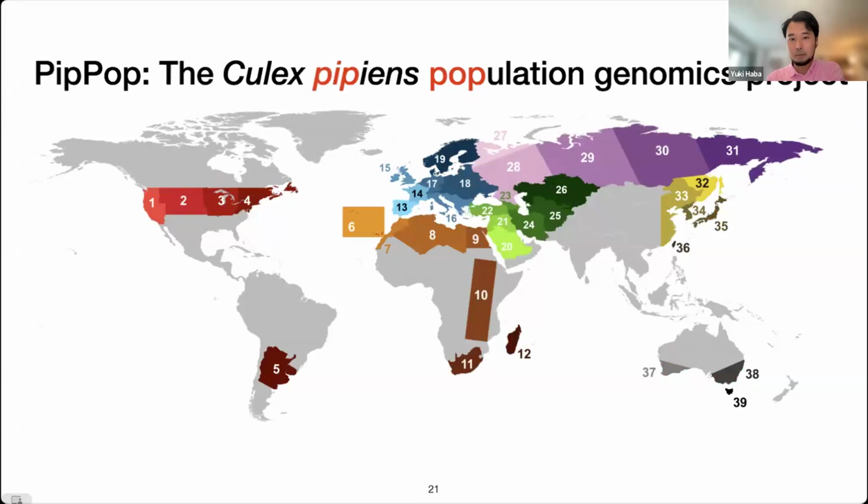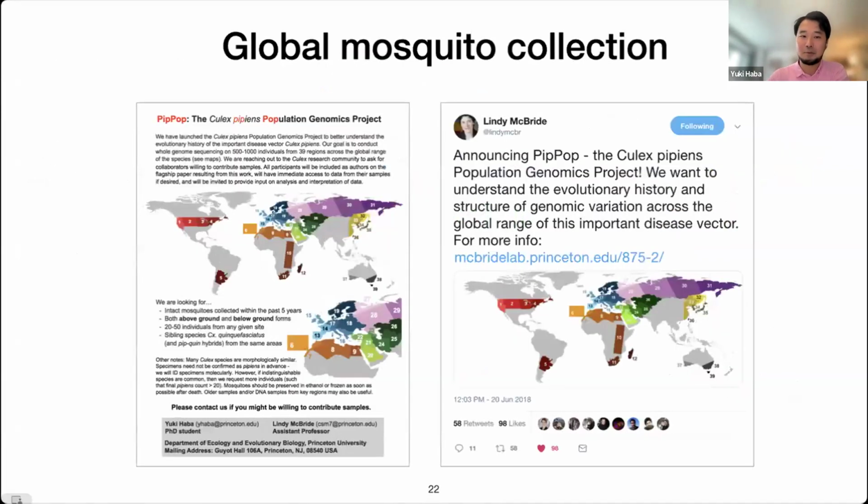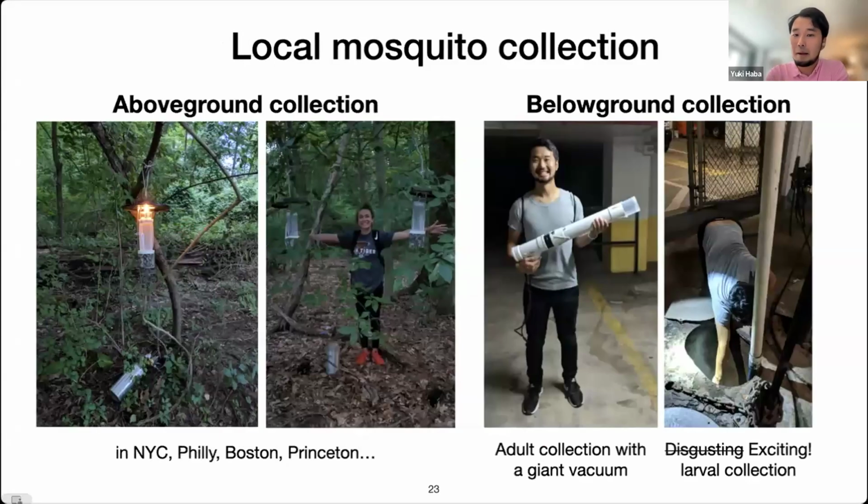So we started PipBOP, the Culex pipiens population genomics project. The goal of this project was to assemble and sequence around 1,000 genomes to understand the origin and genetic status of Culex pipiens species complex. We really started this from scratch, and we created a flyer like this on the left and emailed every single Culex researcher across the world for a collaboration. We also used Twitter/X announcing PipBOP worldwide. Meanwhile, I spent several summers collecting above ground mosquitoes locally across cities in the US. I also did below ground collections on the right, sticking my head into ditches and sewages to collect larvae, which was, trust me, quite exciting.